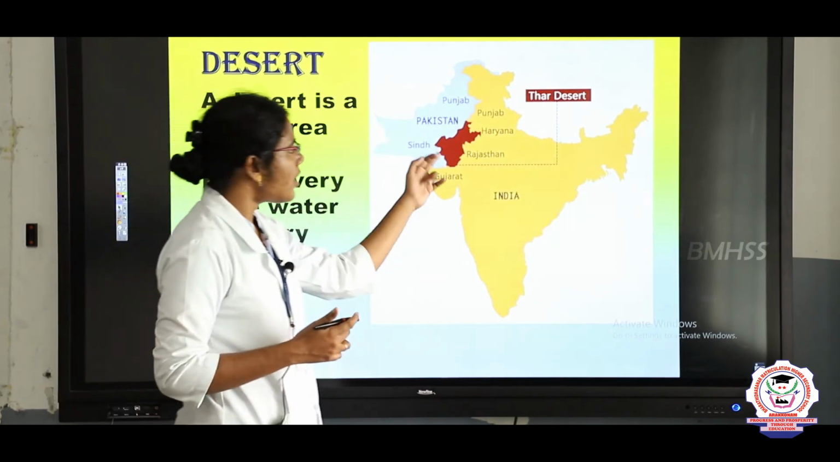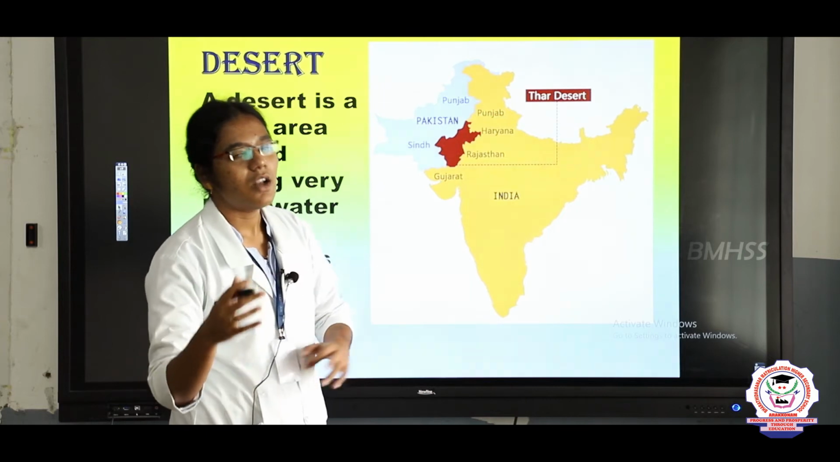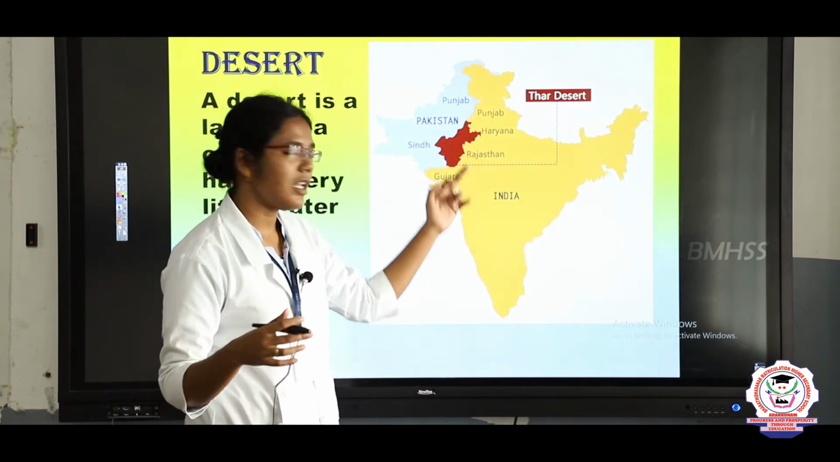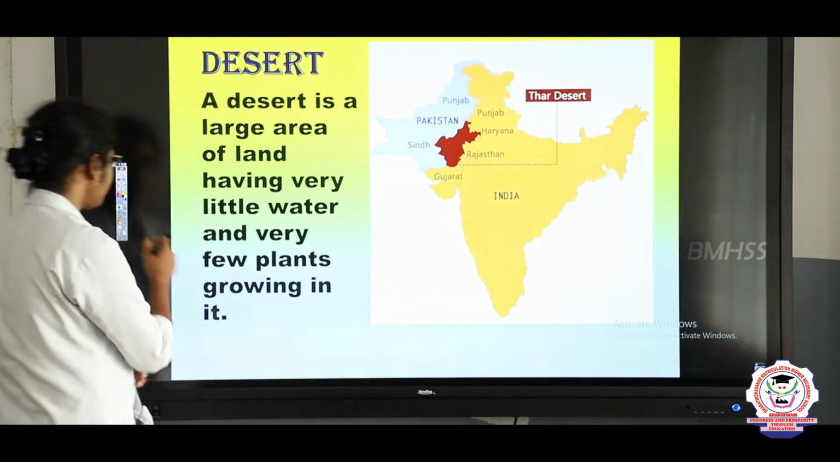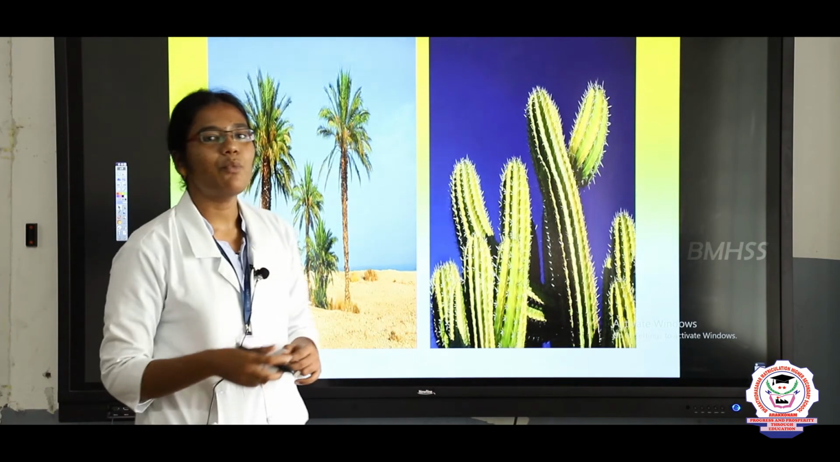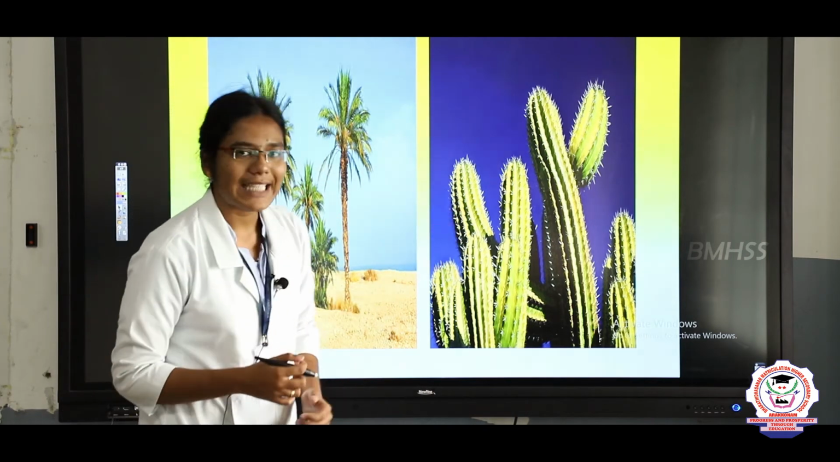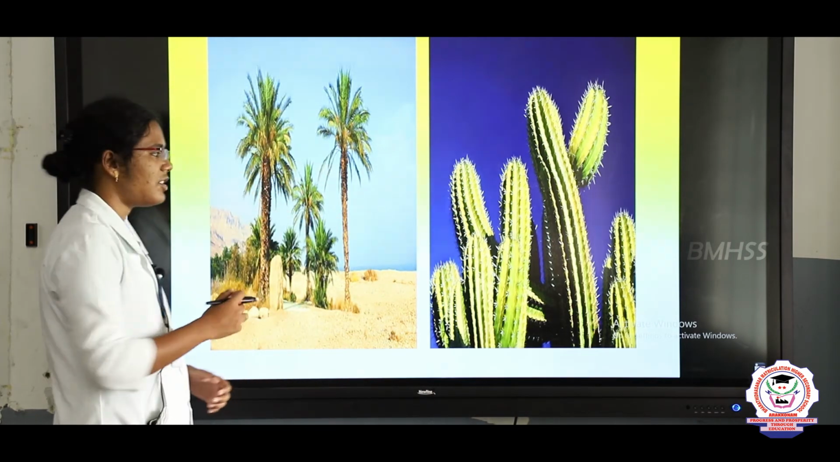The Thar desert is located in Rajasthan. The Thar desert is the largest desert. It has very little vegetation, like palm trees as well as cactus.